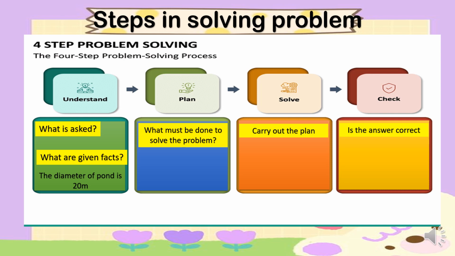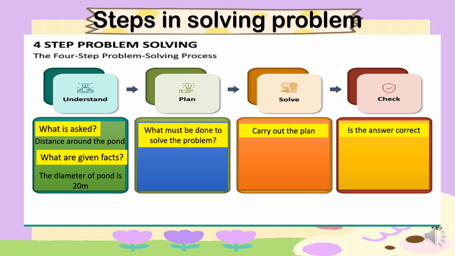So again, here are the steps in solving problems. We have the 4-step problem solving. First, we have to understand. Number 2 is plan. Number 3 is solve. And number 4 is check. So under understand, you have what is asked. In the problem, what is asked is the distance around the pond. And what are the given facts? The diameter of the pond, which is 20 meters.